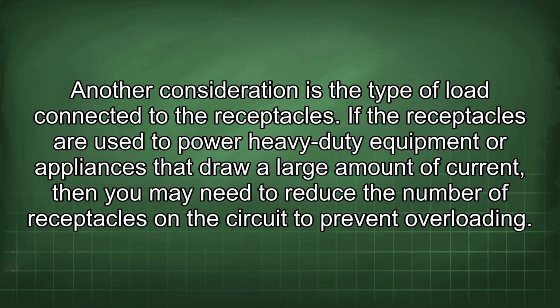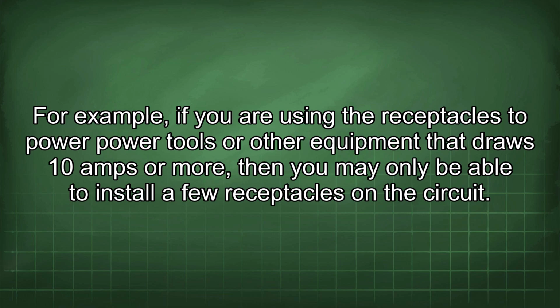Another consideration is the type of load connected to the receptacles. If the receptacles are used to power heavy-duty equipment or appliances that draw a large amount of current, then you may need to reduce the number of receptacles on the circuit to prevent overloading. For example, if you are using the receptacles to power tools or other equipment that draws 10 amps or more, then you may only be able to install a few receptacles on the circuit.